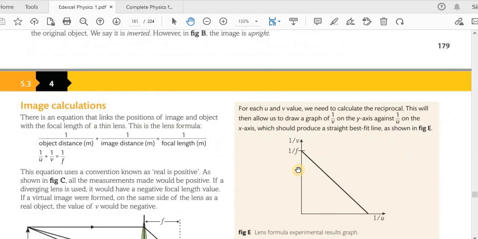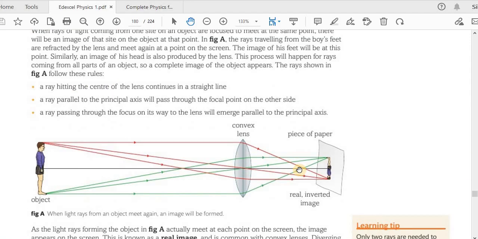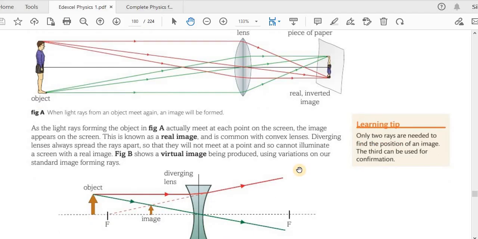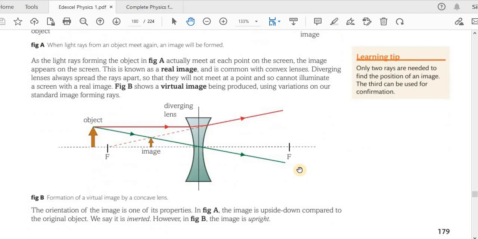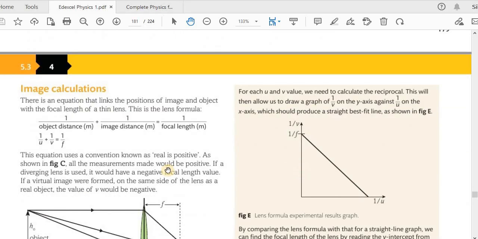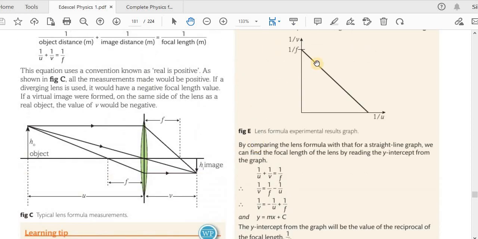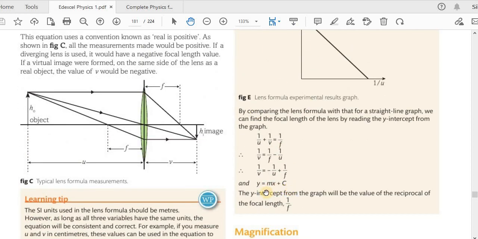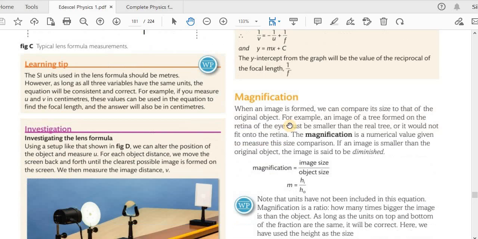Okay, so that's the end of that lesson. Again, what did we learn here? We learned how images are formed, virtual as well as real, using convex and concave lenses. Then we saw the lens formula, 1 over object distance plus 1 over image distance is equal to 1 over the focal length for that lens. Then we saw how we can sketch a graph like this and put it in the form y equals mx plus c. The y-intercept of this will be 1 over f.